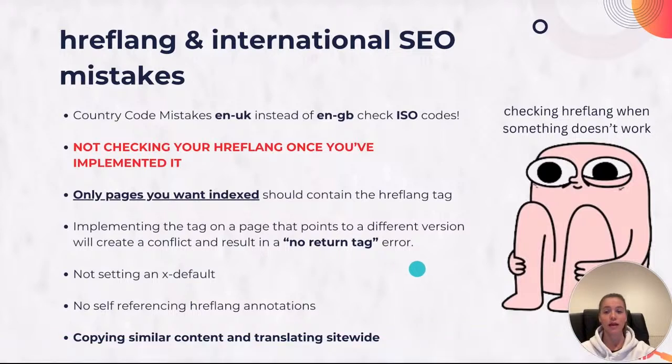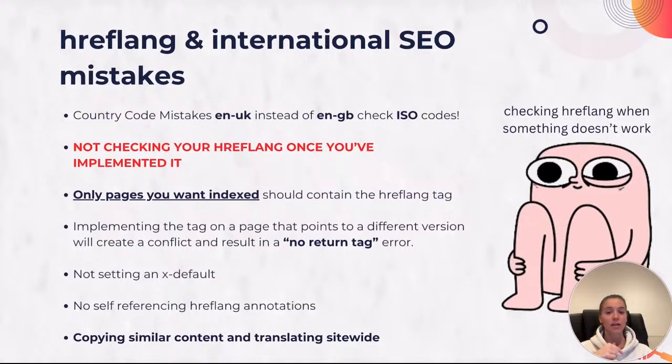Now, hreflang mistakes and international SEO mistakes. A really big one that I see is a misuse of ISO codes. For example, there's no ENUK, there's only ENGB. And all of the ISO information for the language and country codes is readily available on Wikipedia. People have put it together on Reddit. So it is absolutely everywhere, so there's really no excuse to get it wrong. And there's a lot of languages, so I wouldn't guess. I would just check the ISO codes.